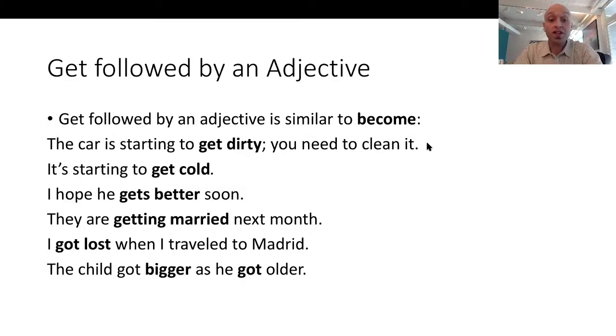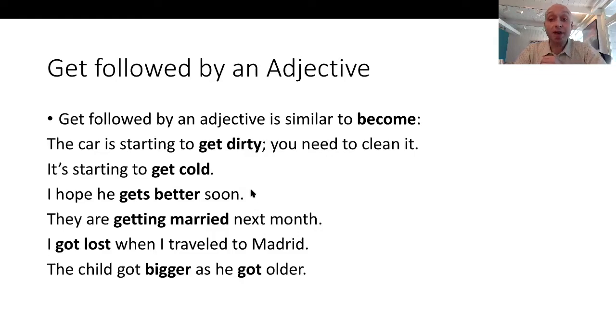The car is starting to get dirty. You need to clean it. Está mudando de ser limpo para sujo, tá? Starting to get cold. Está trocando de ser ou quente ou morna para frio, tá?